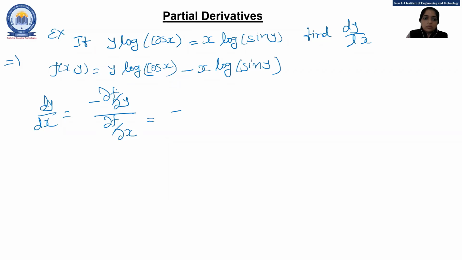Now the derivative of f with respect to x, see, this is x and this is y. So what is the del f by del x? Anyone? Please raise your hand. I want the answer of del f by del x. What about the other students?